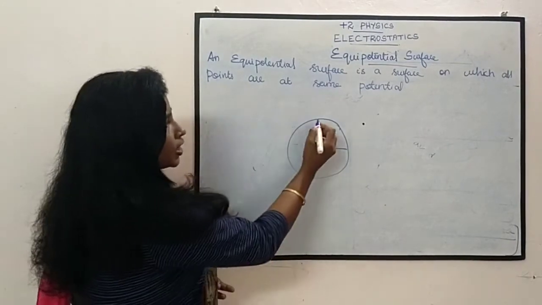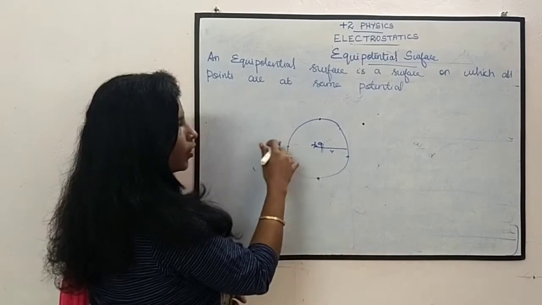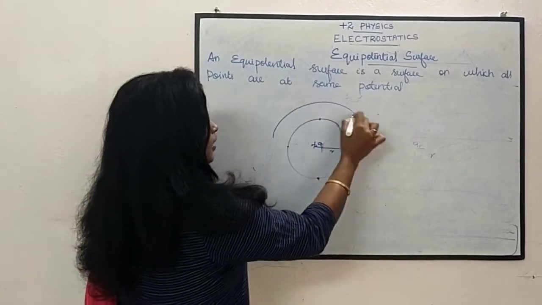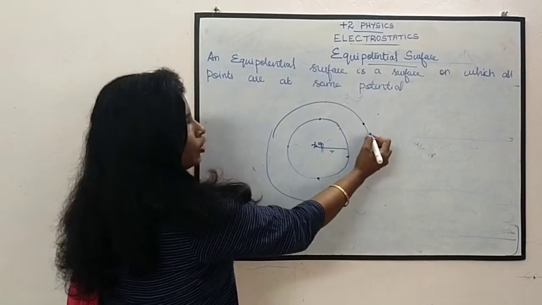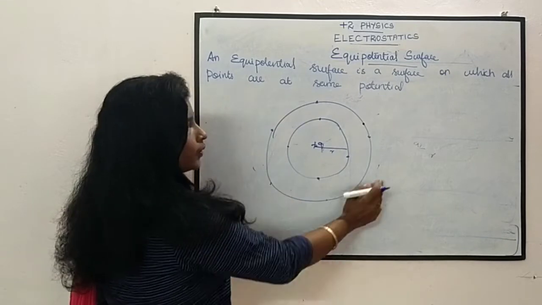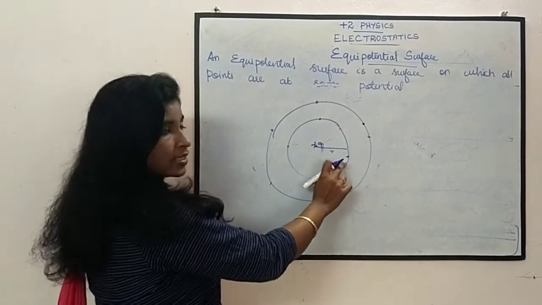So when you measure the potential at this point, at this point, at this point, at this point, the potential will be equal. Okay, now consider another surface. When you measure the potential at this point, this point, this point, this point, all the potential of this surface is equal, but it is not equal to this surface.